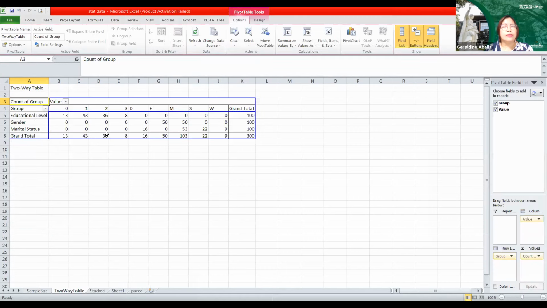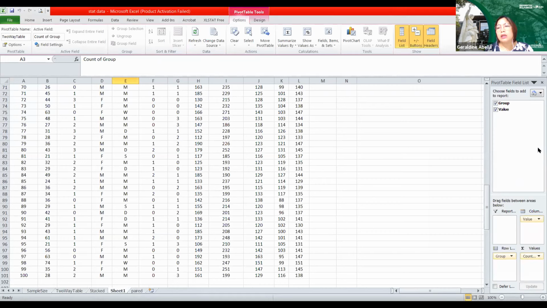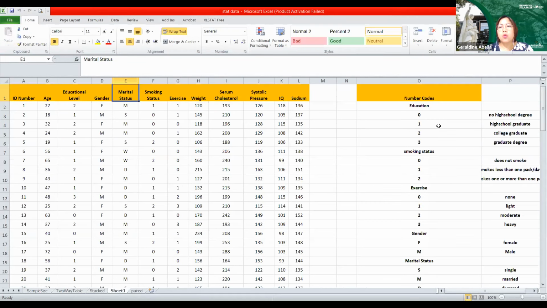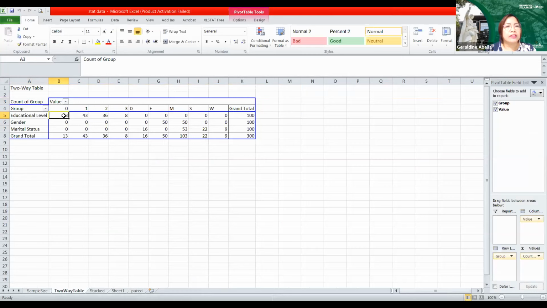So now we see this. For the educational level, if we go back to sheet number 1, the codes are 0, 1, 2, and 3. So how many have no high school degree? How many are high school graduates? How many are college graduates? Let's go back to this sheet. In the educational level, there are 13, 43, 36, and 8. So 13 represents no high school. We will just convert this to their descriptive equivalent.